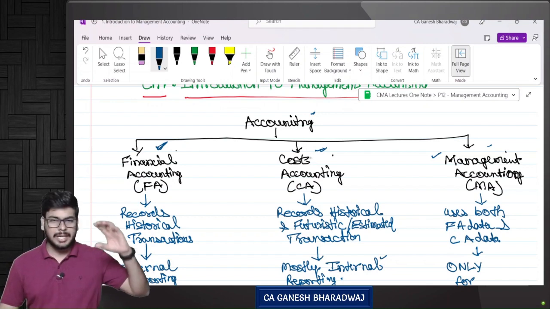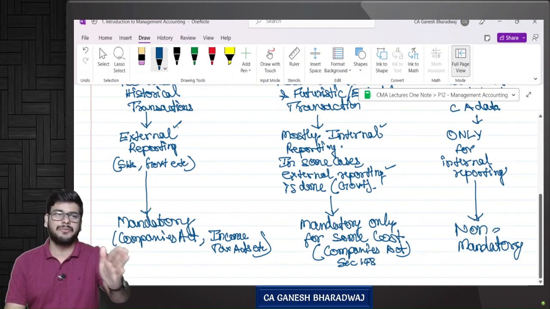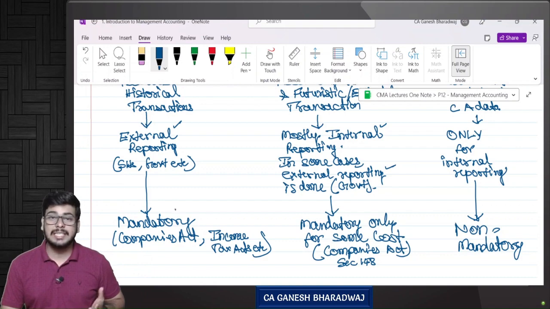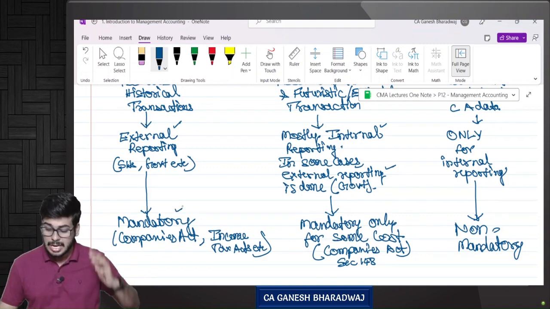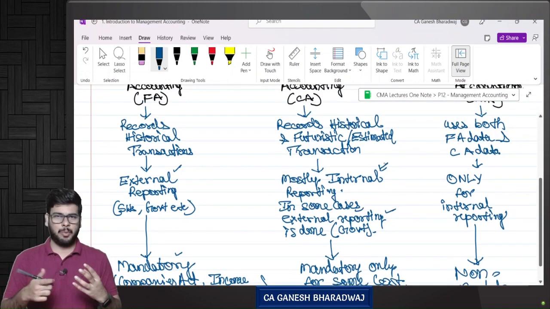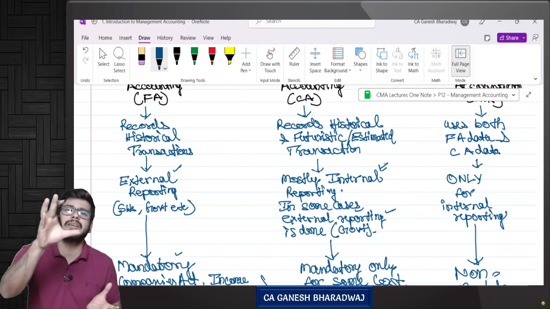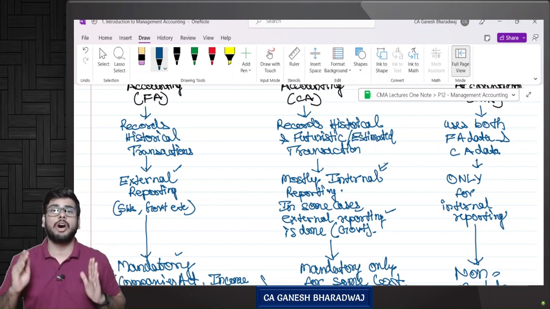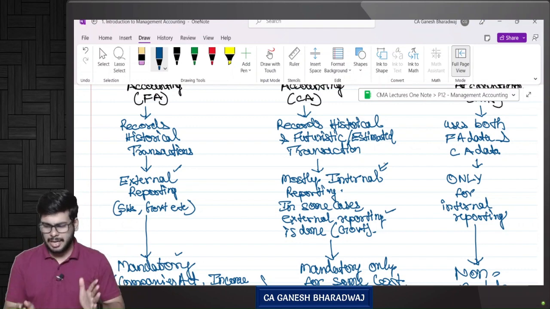Clear? And of course, in case of financial accounting, it is done only for external reporting. That is the objective for you to prepare the accounts and report it to the outsiders of the company, since it is mandatorily required under the Companies Act, Income Tax Act and other legislations. Whereas in case of cost accounting, it is mostly meant for internal reporting. Internal reporting means what? The accountants will prepare costing records and they will report only to the top boss of the company. Top boss is whom? The managing director. Clear? That's all. Only for internal purpose.